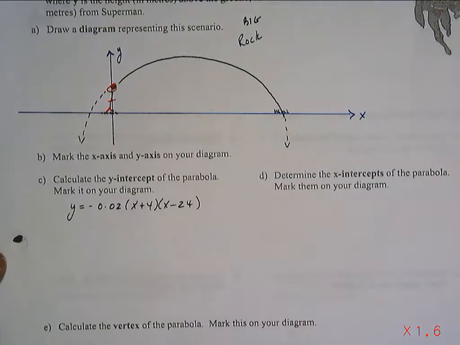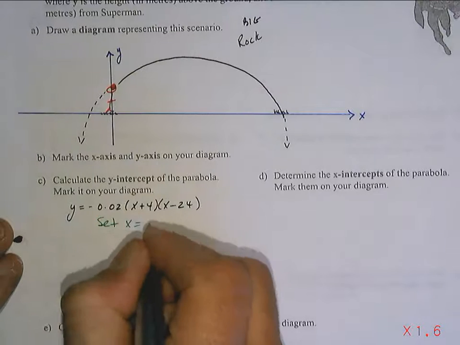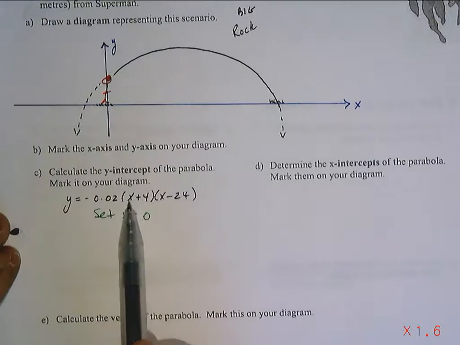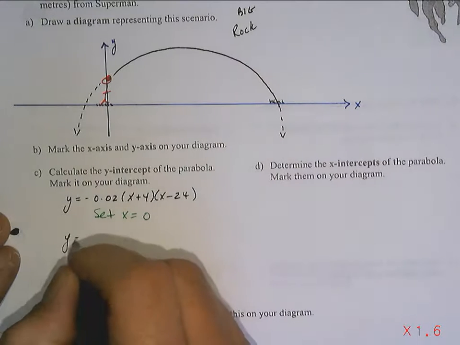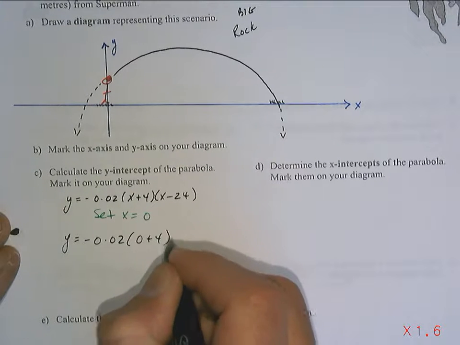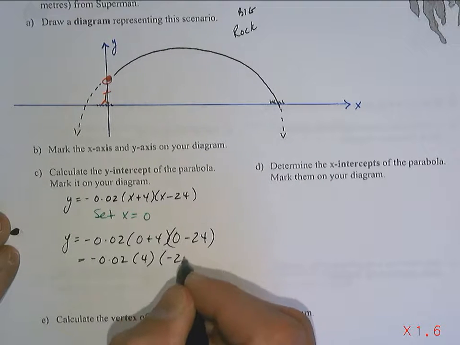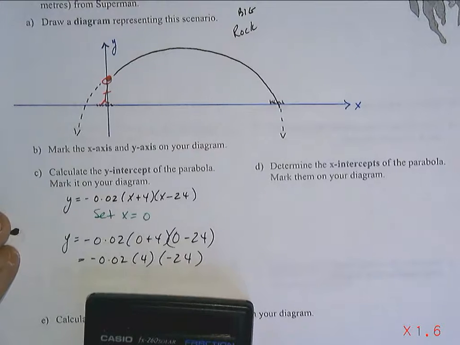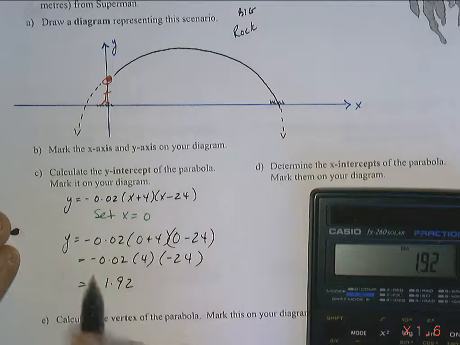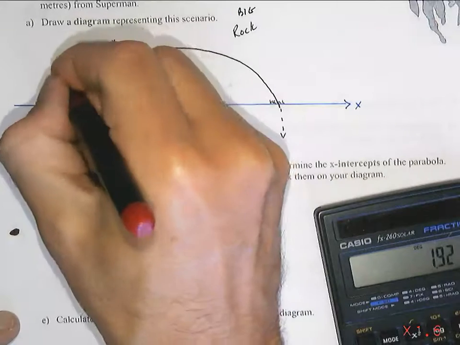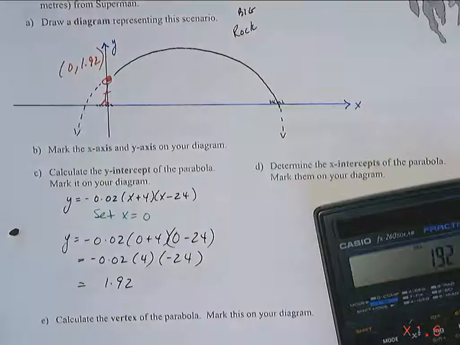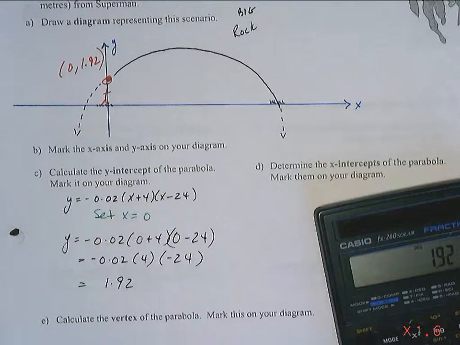Much easier, if I'm going to find the y-intercept, set x equal to 0. So if I set x equal to 0, this will be 0. So it's going to be negative 0.02 times 4 times negative 24. Using my calculator, 0.02 times 4 times 24 equals 1.92. It's a negative times a positive times a negative, so it's going to be positive. So the y-intercept is (0, 1.92), which means Superman throwing the rock with his hands up over his head is going to be 1.92 meters tall.